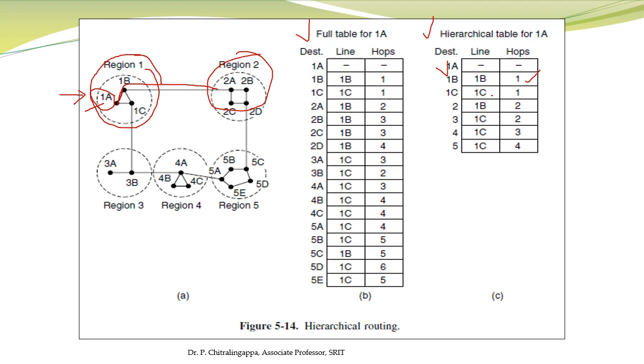So if you want to send data from region 1, 1A, to region 2 via node B, this is the line. So there are two hops we require. Again for region 3, via node C, we can transmit the data to region 3. There are two hops. Like that you can maintain the data in a simplified routing table. Instead of maintaining the routing table for each and every node, we can maintain a routing table only for the respective regions.